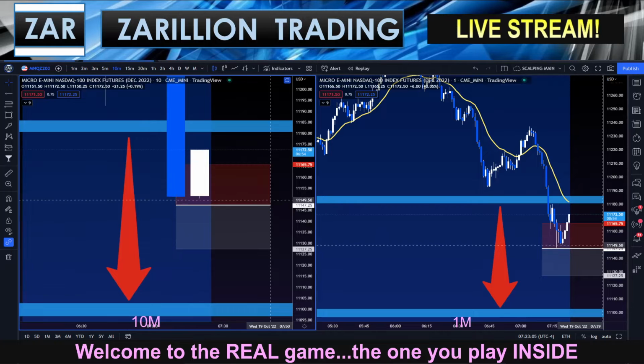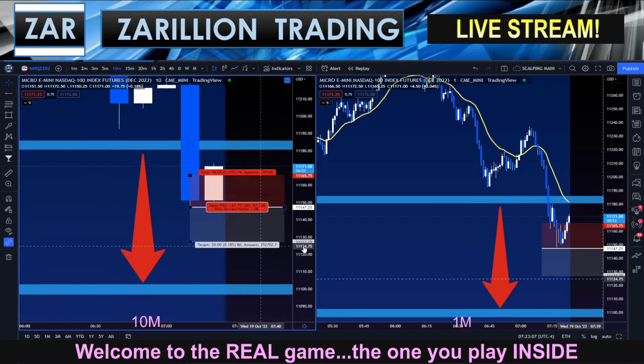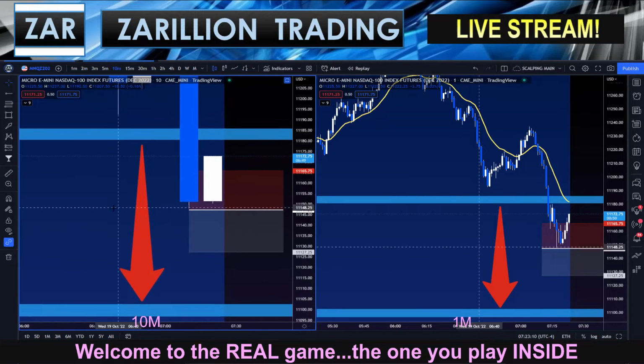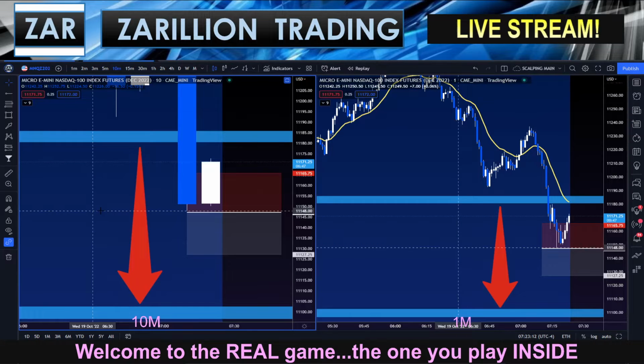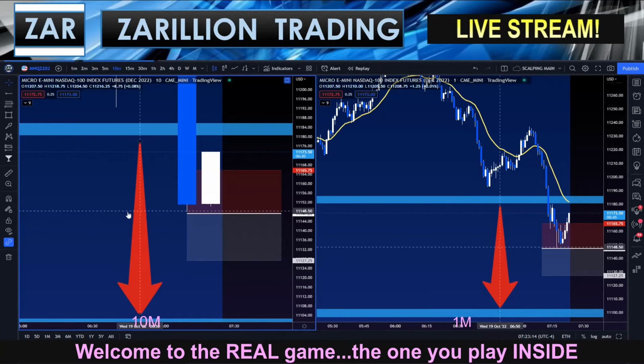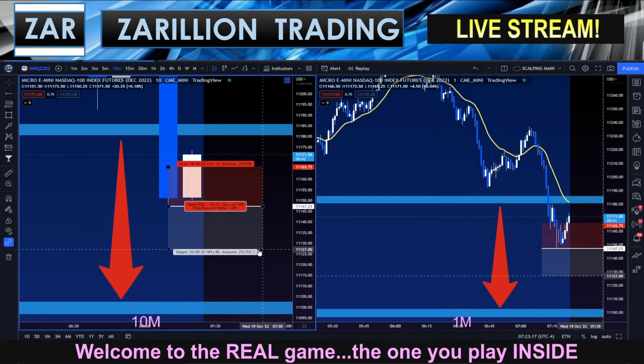This is not a live order. This is not even an open order. It's nothing. It's just a trade marker or an idea marker to show you what I'm thinking if something pans out the way that I want it to.